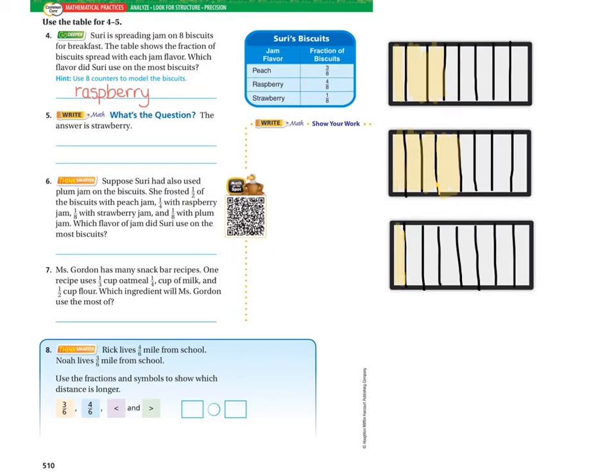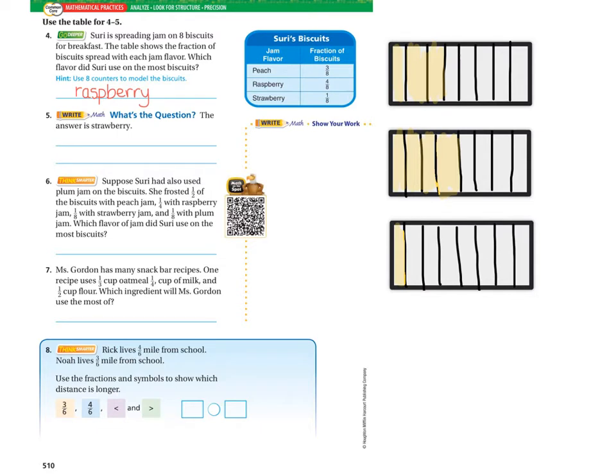So there we go. We have 3/8 here, 4/8 here, and 1/8 here. Now we can visually look to see which one is the largest. You should be able to tell that 4/8 is the largest. Now 4/8 is not the answer. We want to know the flavor. So 4/8 belongs to raspberry. So our answer is raspberry.